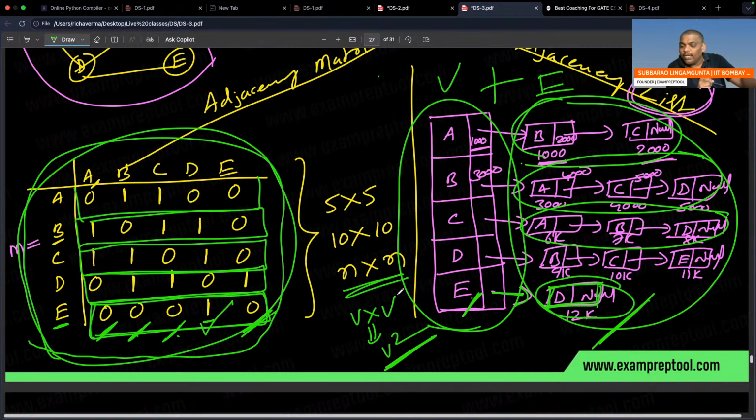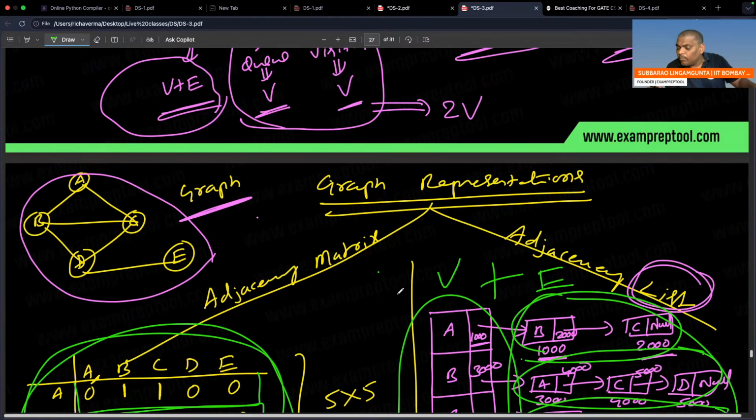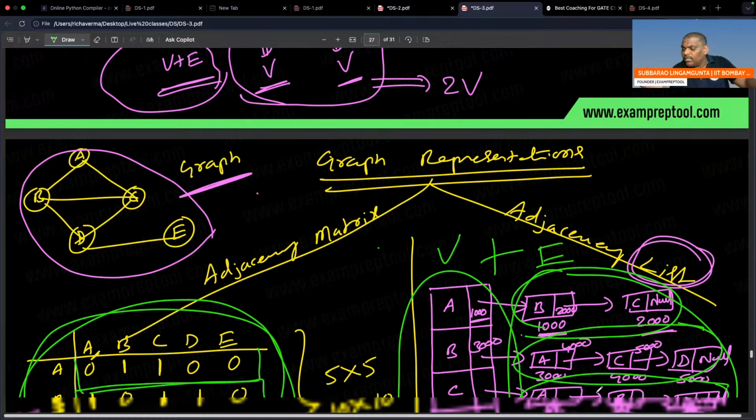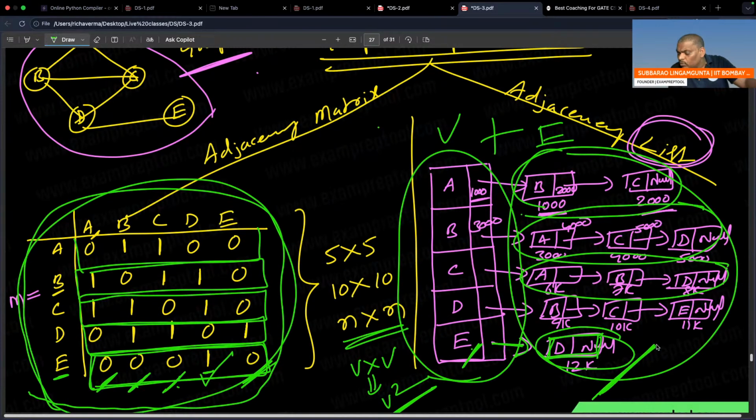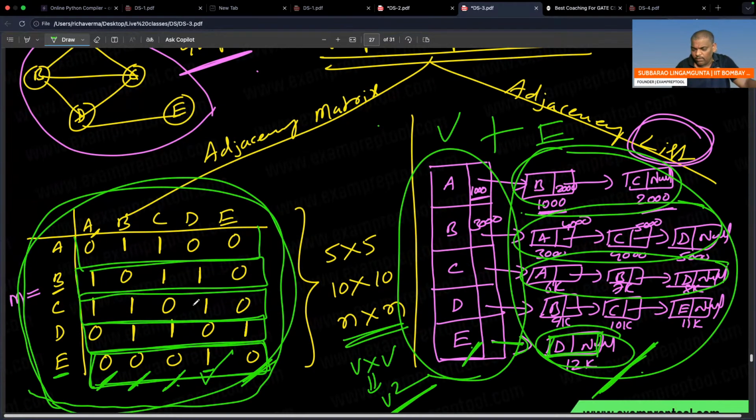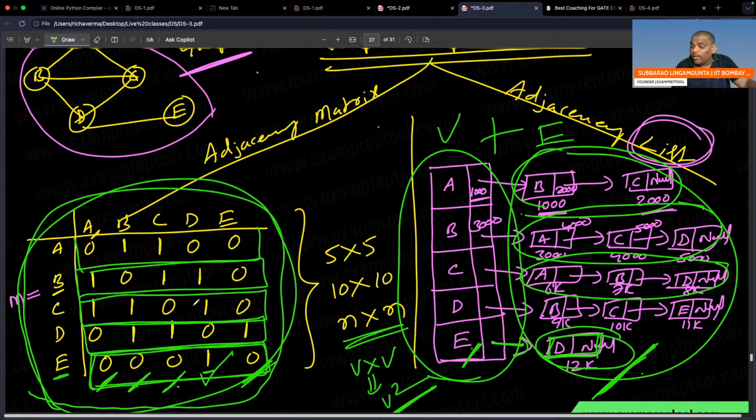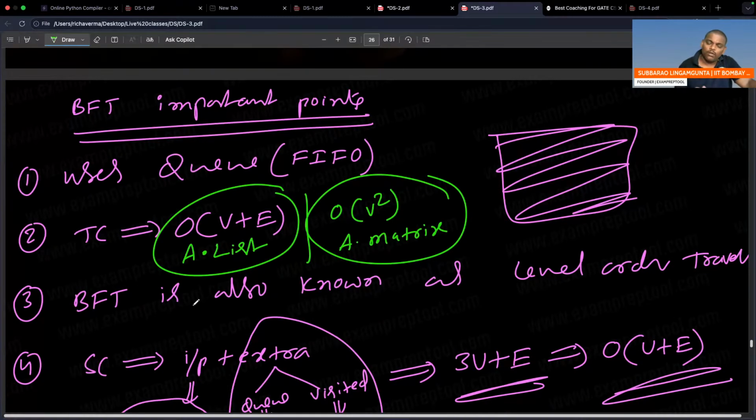That is the reason whenever someone says a graph is given, it is a list by default. If they don't mention matrix, go by list only, because the list advantage is that however many people are there, those only you show. You don't show extra and you don't show less. But in the matrix, you have to show everyone, there or not there. In the exam, if you don't mention anything, matrix or list, by default you can go with list.